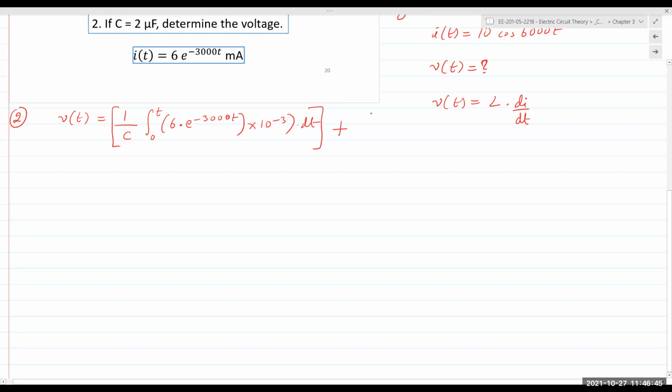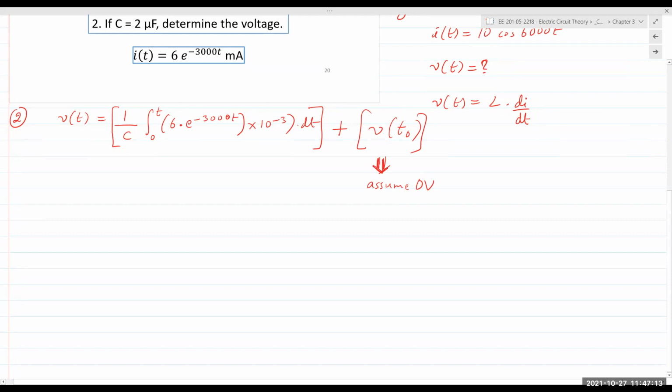And then v of t0. Now, there is no specific mention of initially stored charge. So we assume this to be 0. Effectively, we won't consider it, right? It's a completely discharged capacitor.